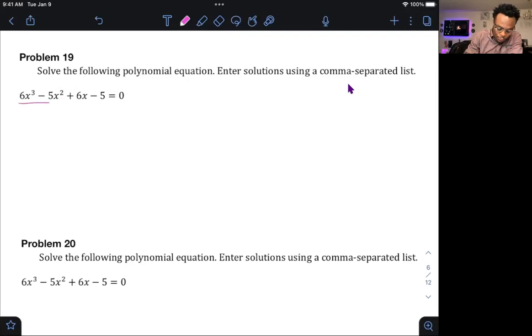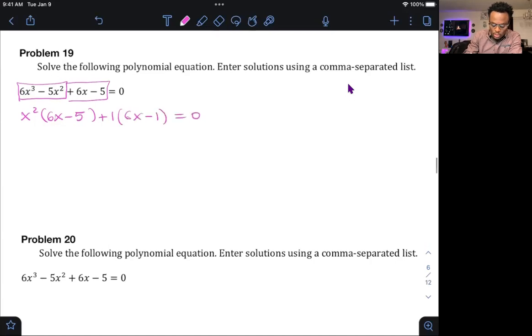So if we group the first two terms, group the second pair of terms, the GCF of the first group would be x squared, and then 6x minus 5. GCF of the second group will just be 1. And then 6x minus 5 equals 0. And then we can refactor the 6x minus 5.